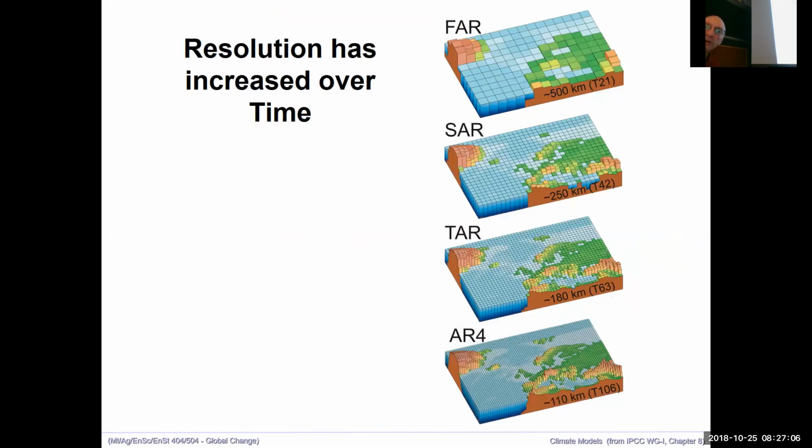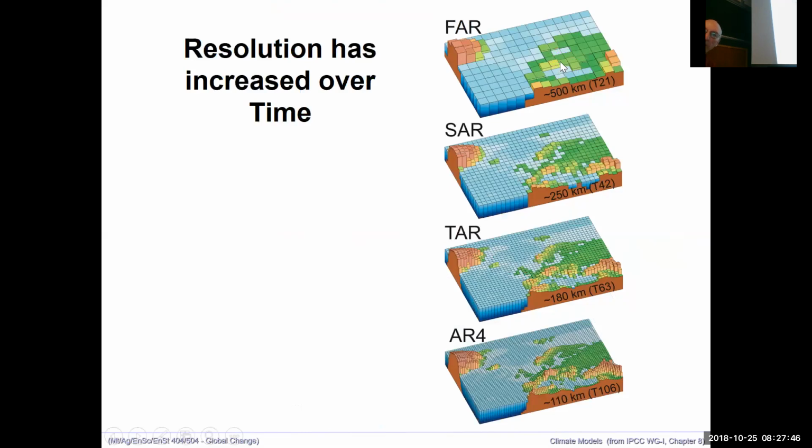But these are the first, second, third assessment reports, AR for assessment reports, and then assessment report 4. They could have used F for fourth, but then that would have confused with the first assessment report. In any case, you can see that the grid cells are 500 kilometers on a side for the first assessment report, 250, 180, and 110 in the assessment report 4. So that's a roughly five-fold improvement in the resolution.